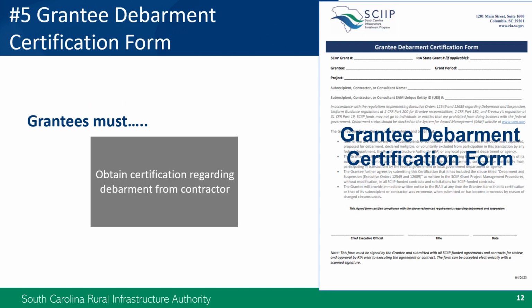Grantees must obtain certification regarding debarment from the contractor by completing the form on this slide. This form is both online and in the SCIIP project management procedures. This process should be completed by the grantee after bid opening and prior to submitting the post-bid package to RIA for review, and it should be signed by the chief executive official.